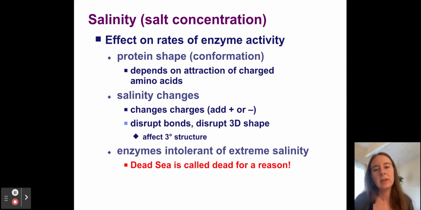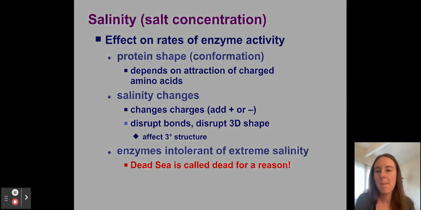Why is this? Well, the protein shape, the conformation, remember conformation is a word for basically the shape of a protein, depends on the attraction of charged amino acids. We talked about this already. As the salinity changes, just like the hydrogen ions, those sodium and chlorine ions can actually add positive or negative charges to the enzyme, and now basically you've disrupted the tertiary structure and the 3D shape of the enzyme. Enzymes are very intolerant of extreme salinity. That's why we call the Dead Sea the Dead Sea, because it has a high salt concentration. Not a lot of life can live there.